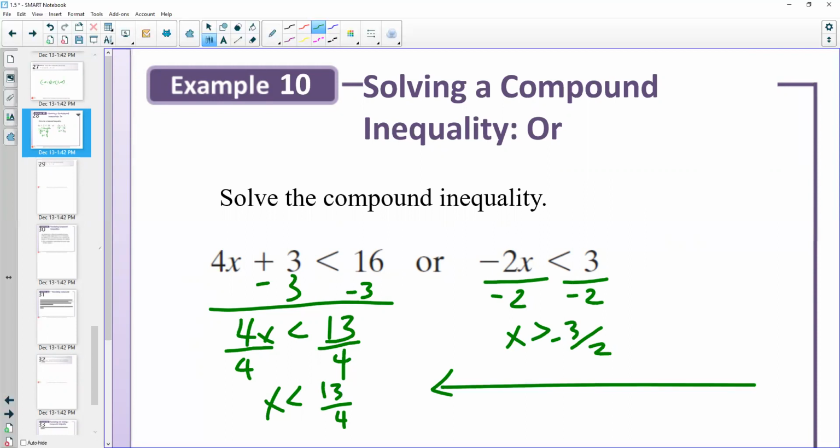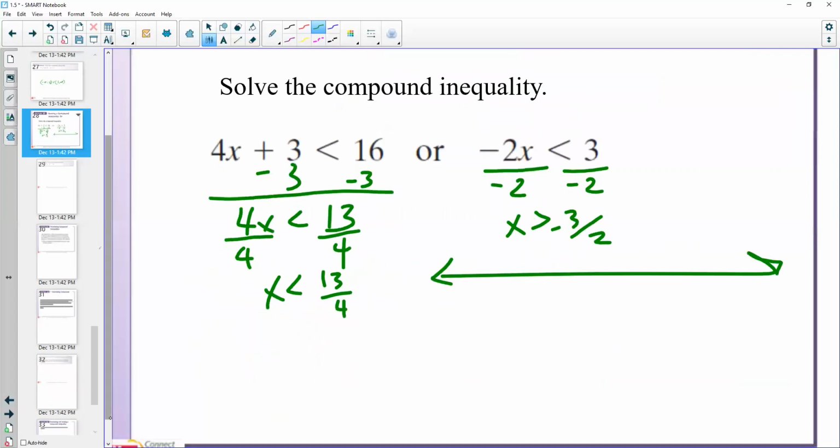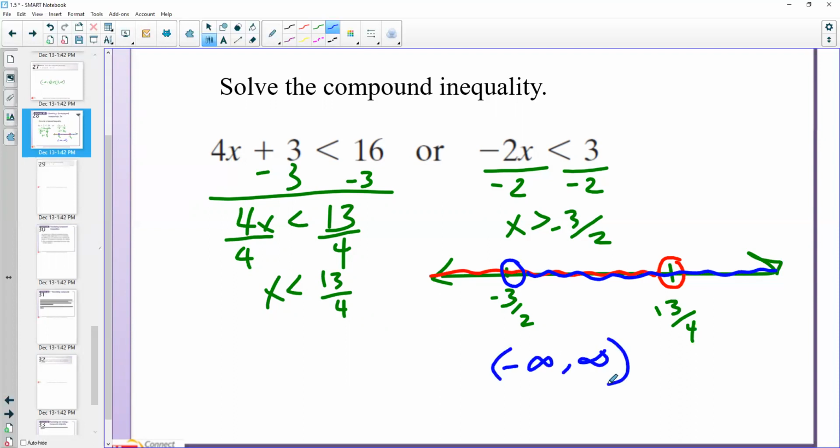All right. So draw your picture. So I'm going to go from negative 3 halves to 13 over 4, give or take. At 13 over 4, it's not included, and we're going this way. At negative 3 halves, it's not included, and we're going this way. Now remember, we're not looking at the overlap, we're looking at what's covered. In this case, everything's covered because the blue line is going to continue forever to the right. The red line is going to continue forever to the left. So what it's going to be is from negative infinity to positive infinity. That's all you need.